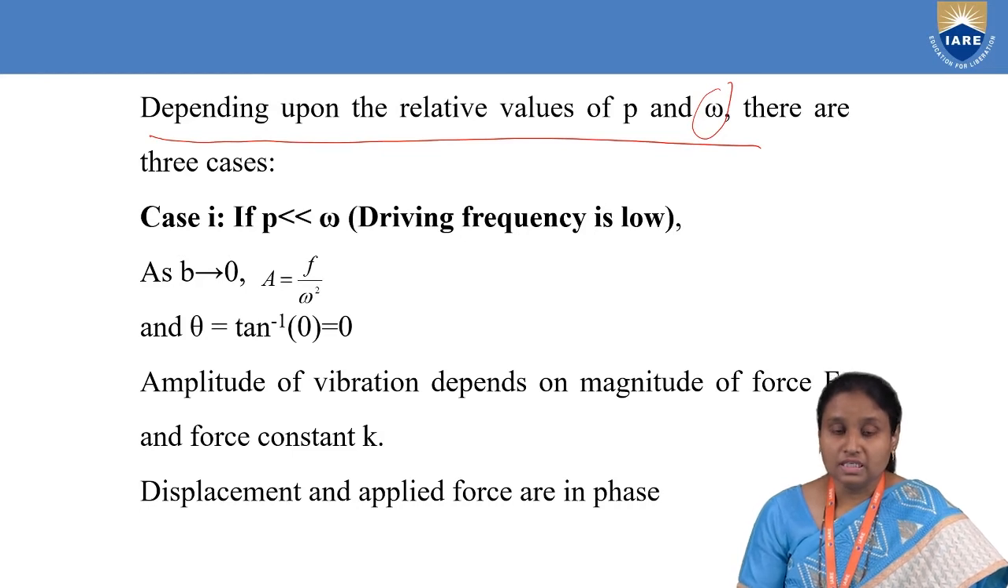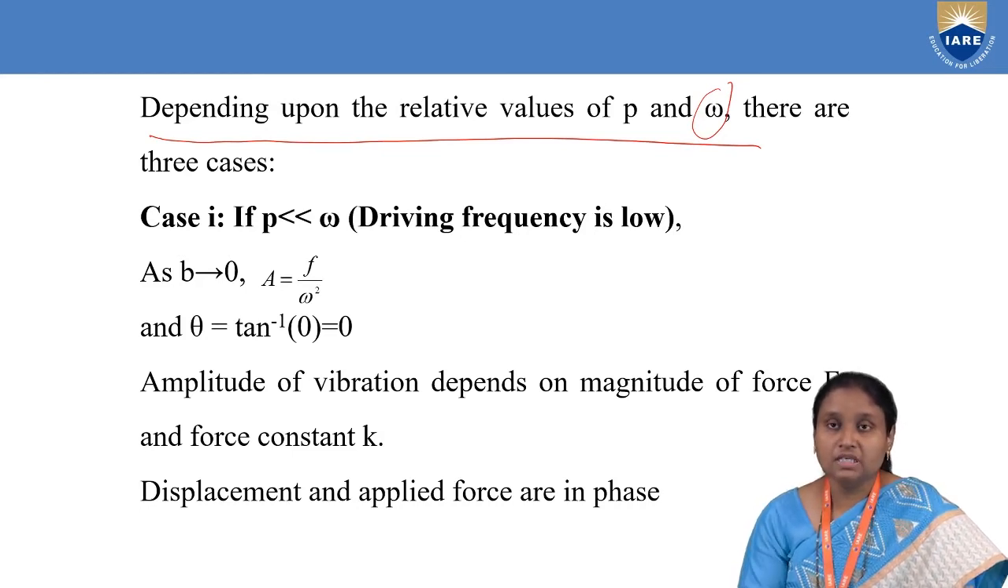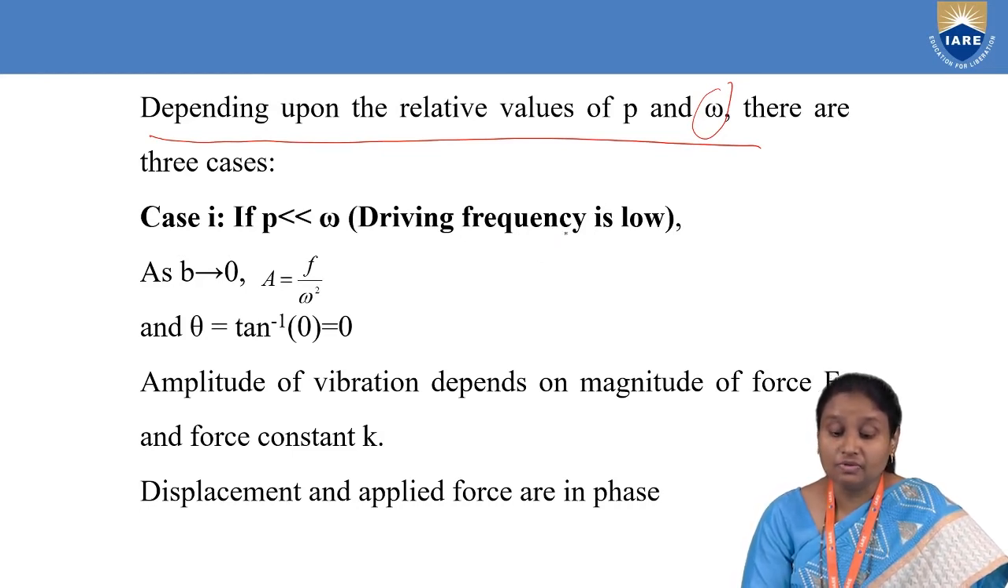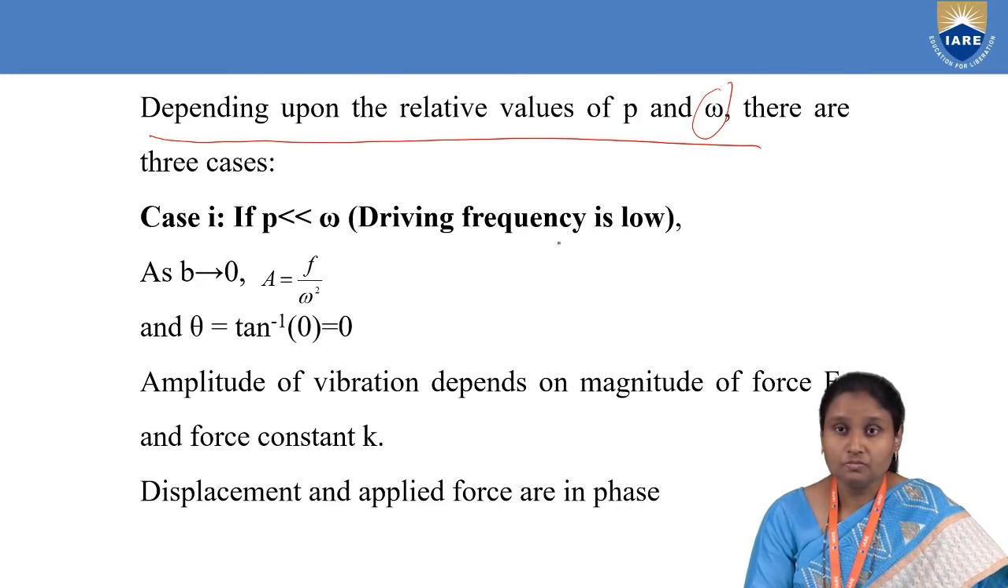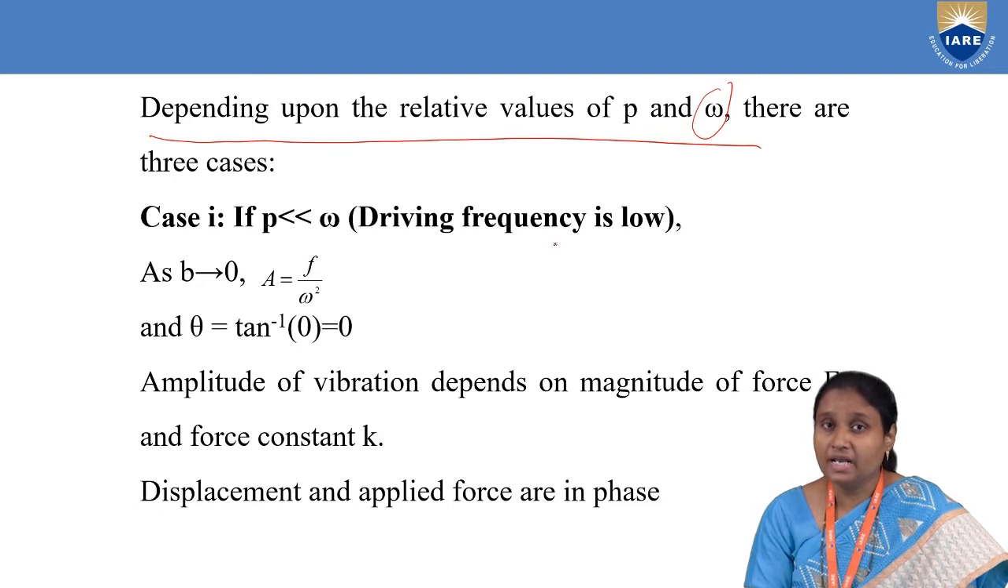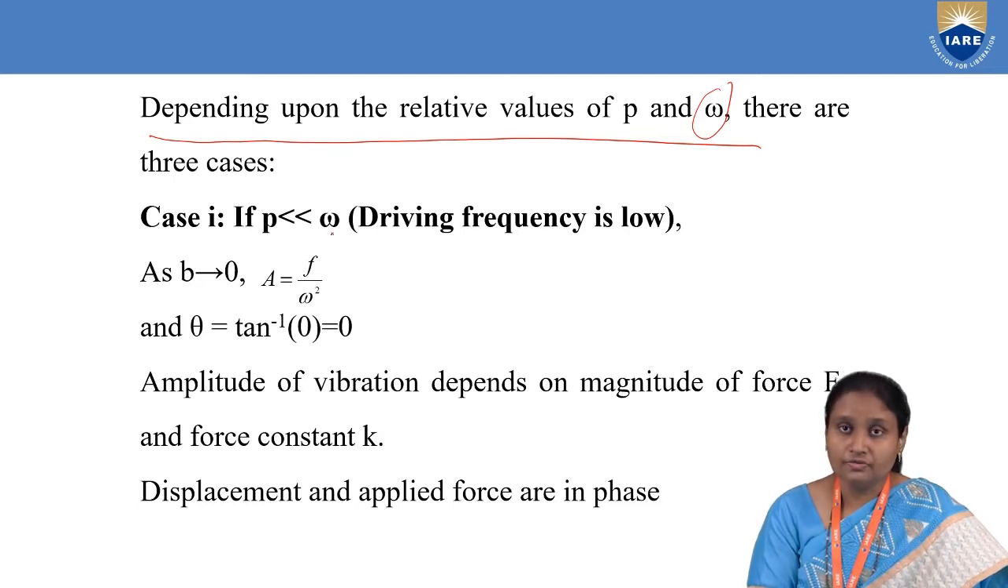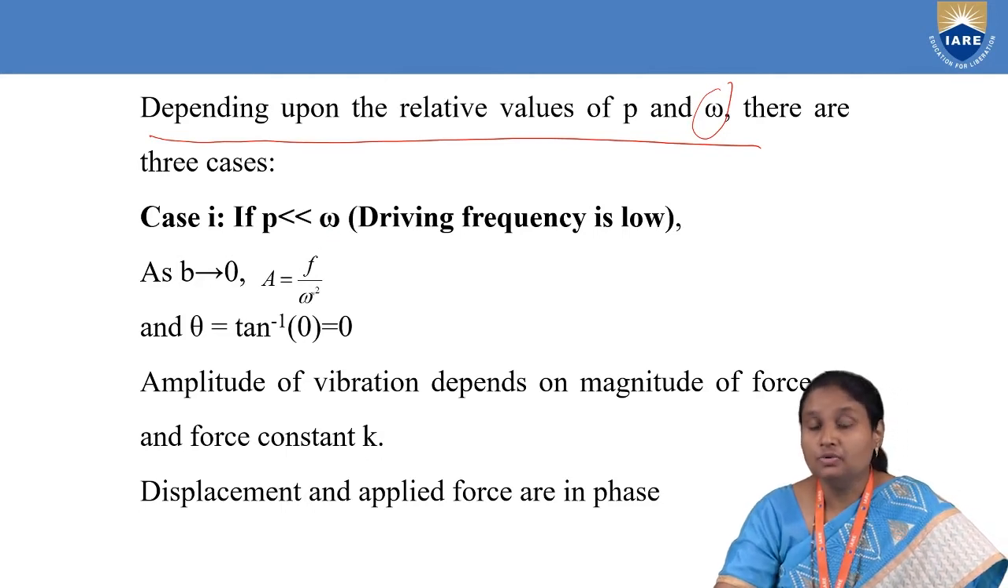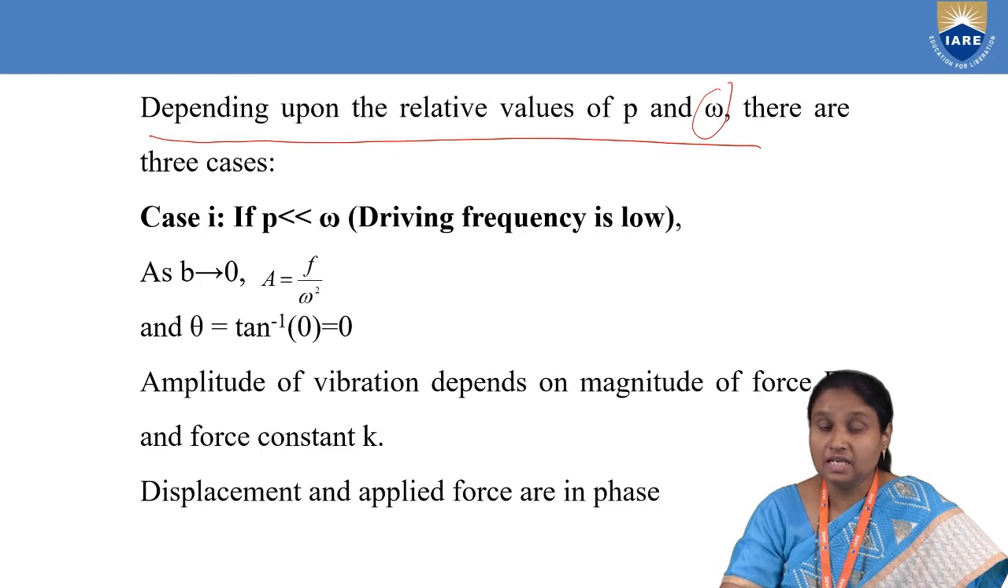So what are those three cases? First case: what I am saying here is when the driving frequency is low. So here the driving frequency is low. The frequency applied by the external periodic force is low, or the natural frequency of vibration of the body is more. Then what happens to our amplitude of vibration as well as phase difference?